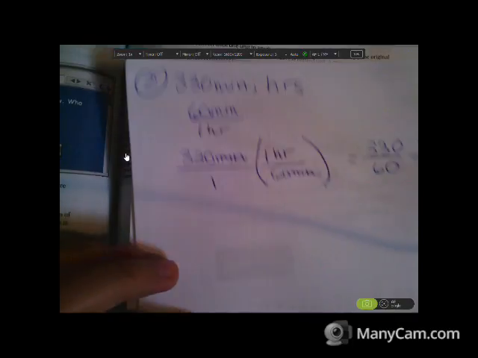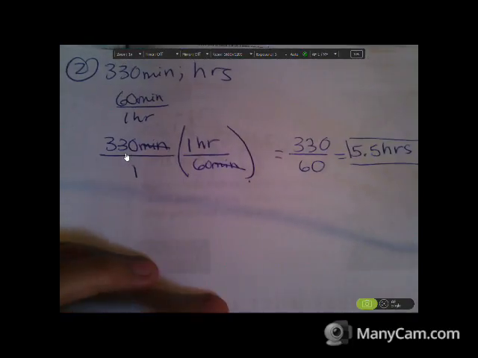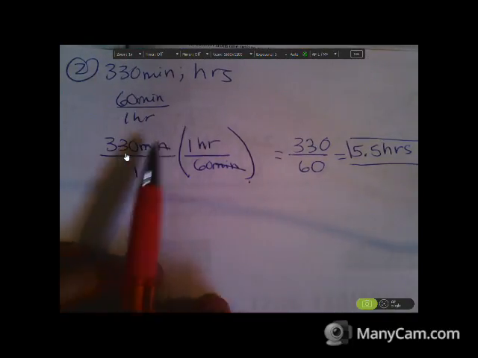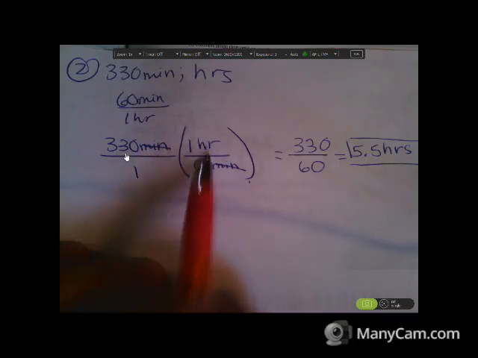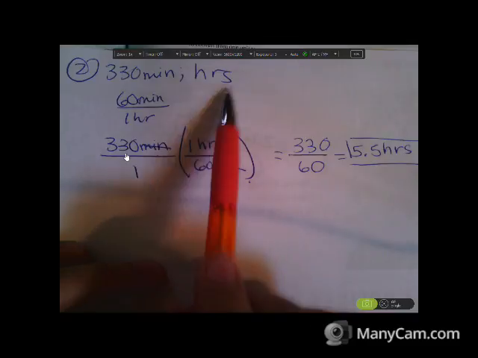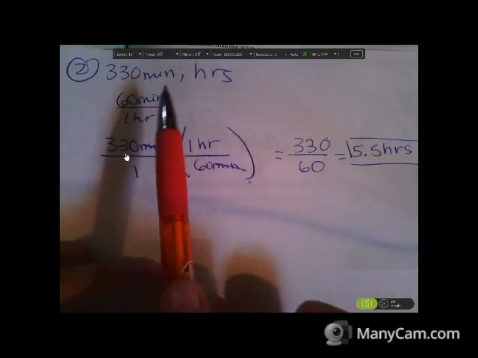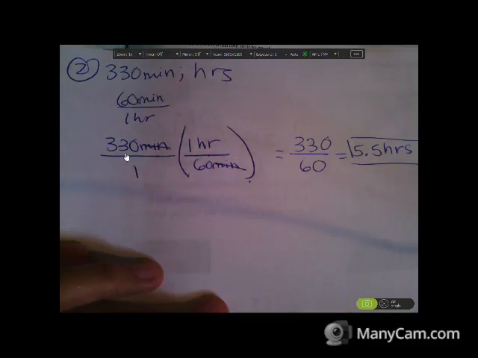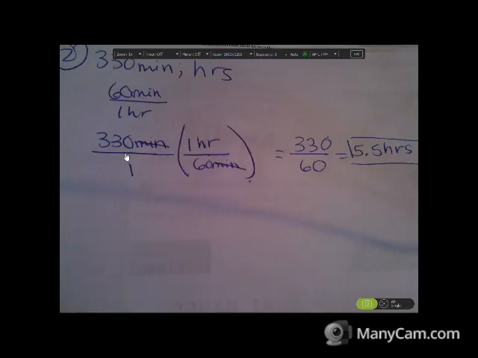And that makes sense because when you convert from minutes to hours, you should have fewer. Because there are more minutes in an hour, so minutes is a smaller unit. Hours is a bigger unit, so it should have a smaller number. So let's try one more.